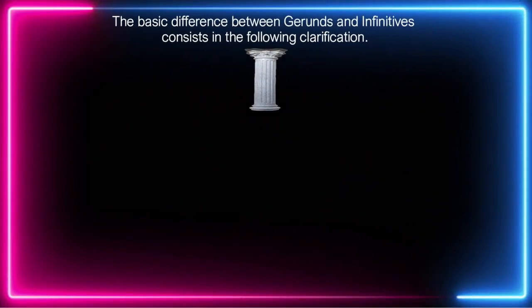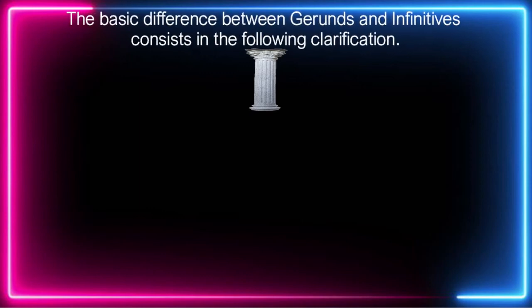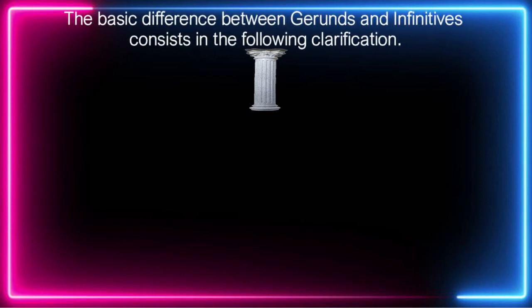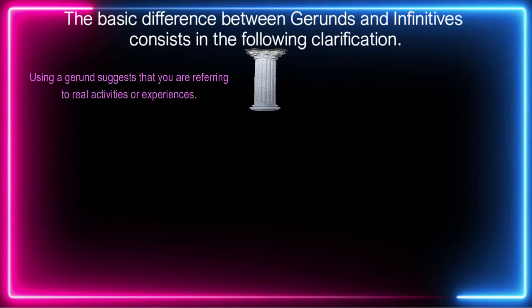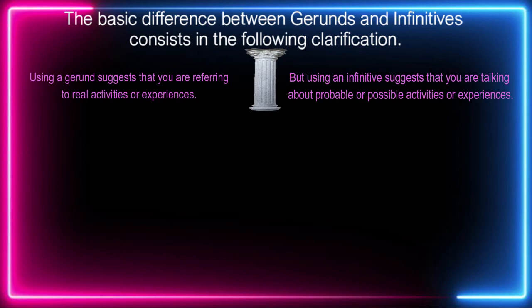The basic difference between gerunds and infinitives consists in the following clarification. Using a gerund suggests that you are referring to real activities or experiences. But using an infinitive suggests that you are talking about probable or possible activities or experiences.